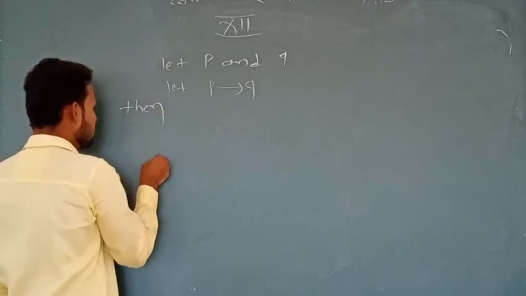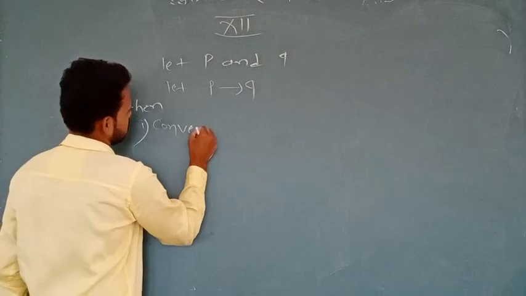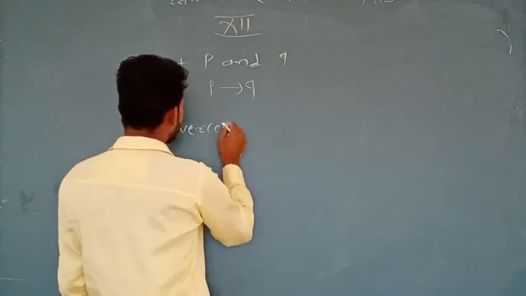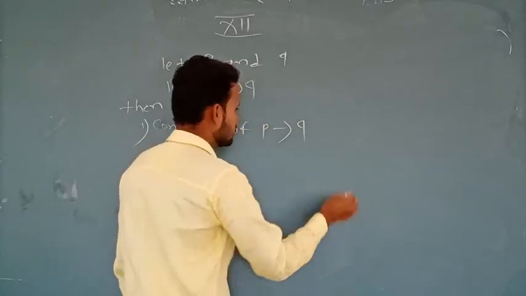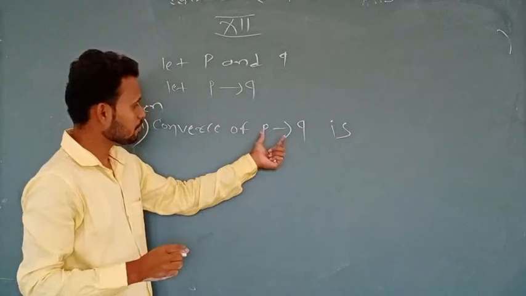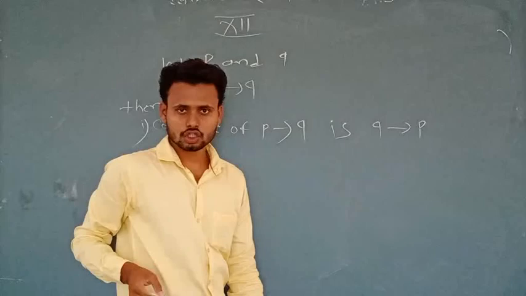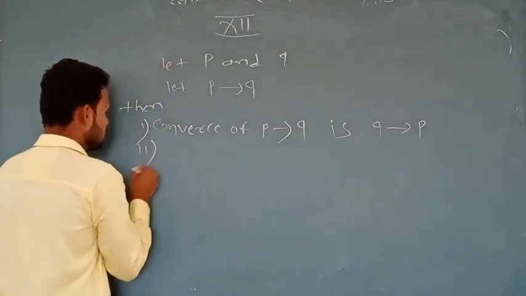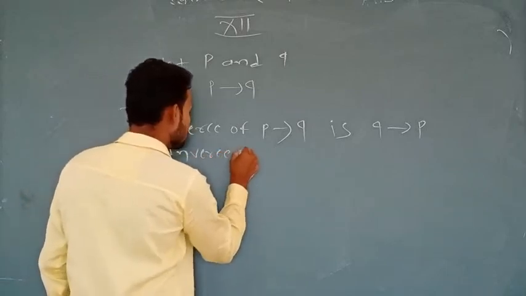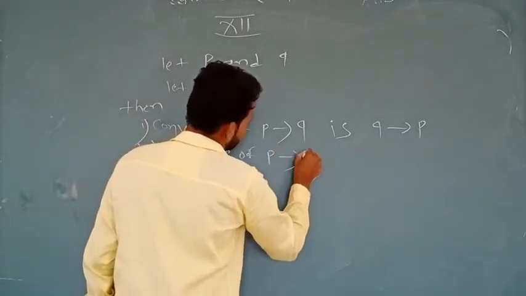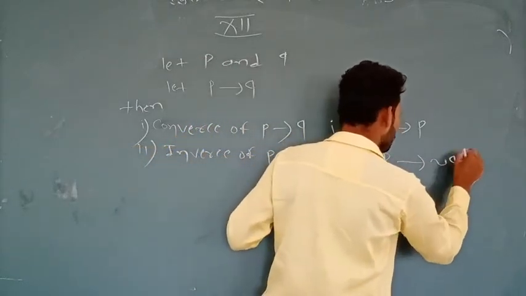Then first, the converse of that statement. The converse of the conditional P implies Q: what is the converse of P implies Q? Just take this: the converse is Q implies P. And the second one is inverse. The inverse of P implies Q is the negation of P implies the negation of Q.